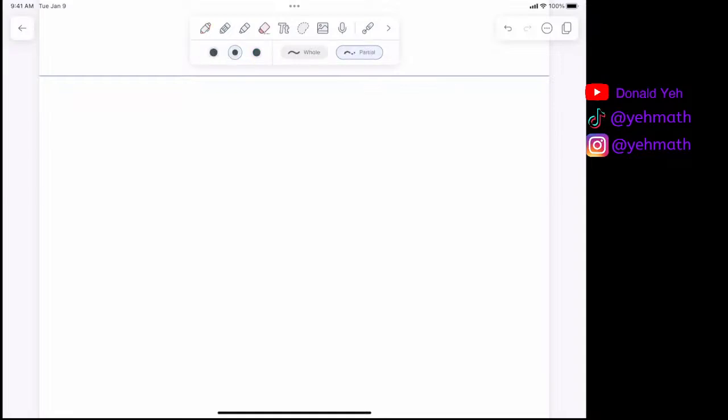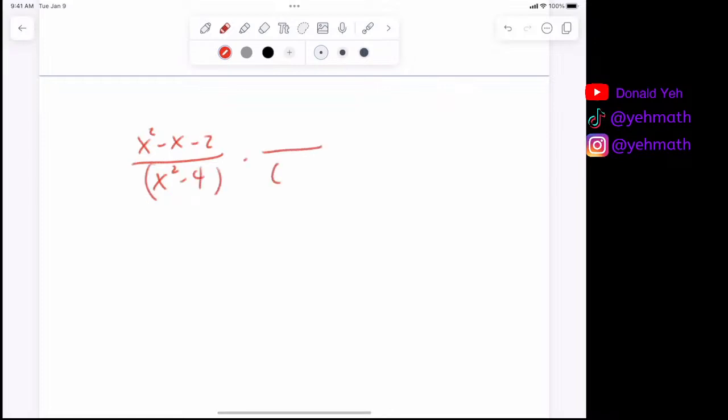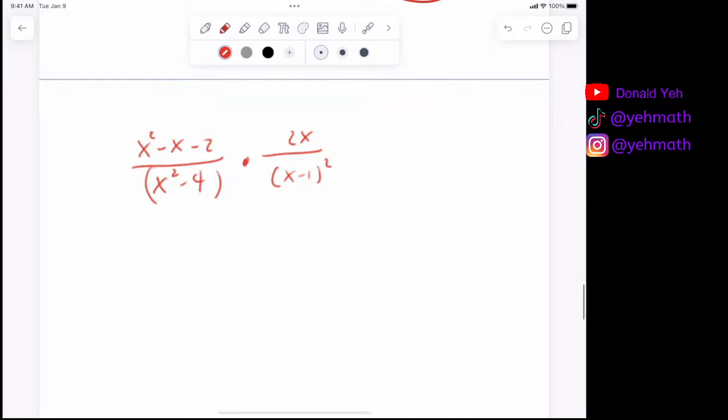So, simplification. Now you can also multiply something as well, right? So you can have something that says x squared minus x minus 2 over x squared minus 4, and then times x plus 1 squared times 2x. Now this dot means times. I just wrote this question in my head, so it may not be the best question. Oh, sorry, let me change this to x plus 1. That'll be a better question.